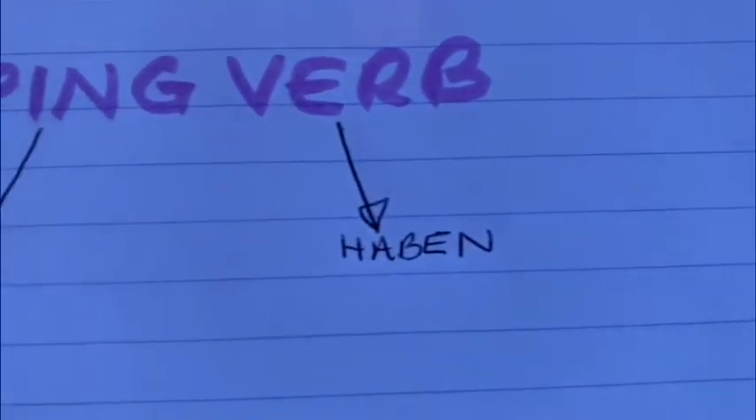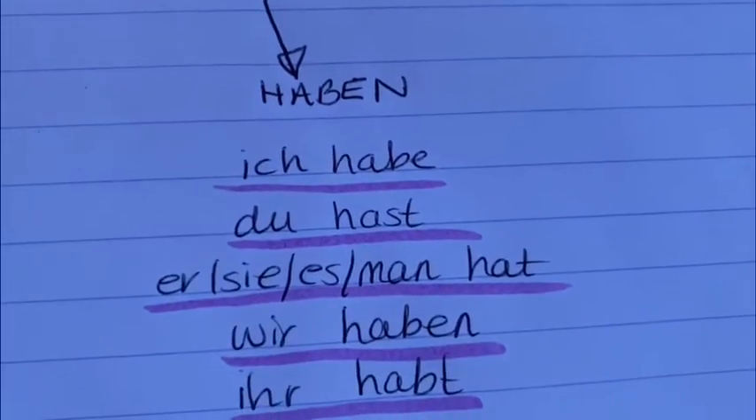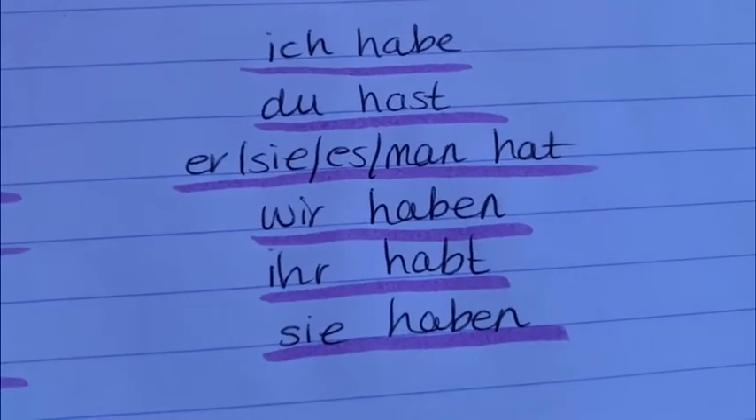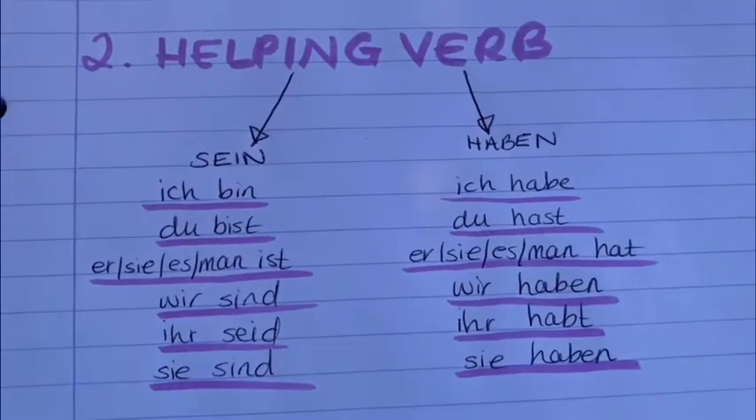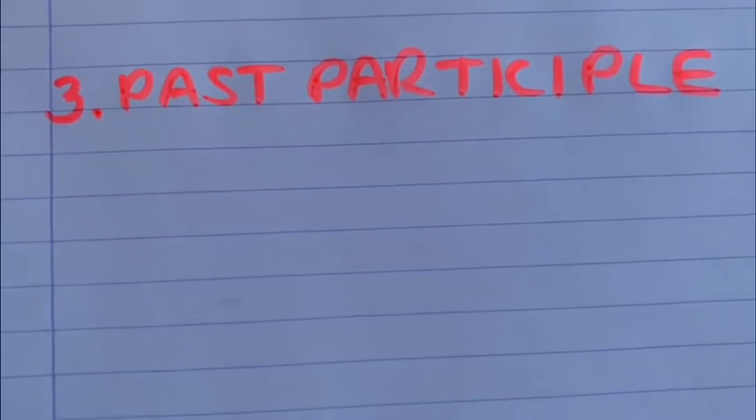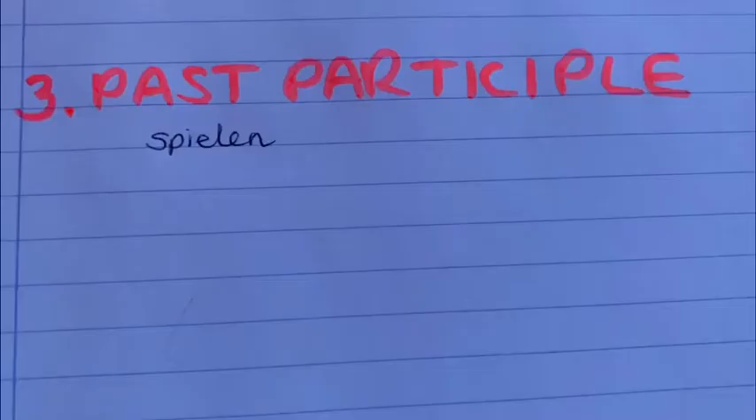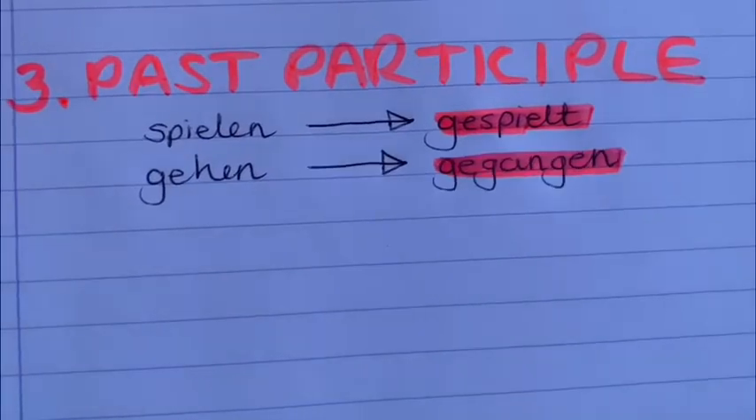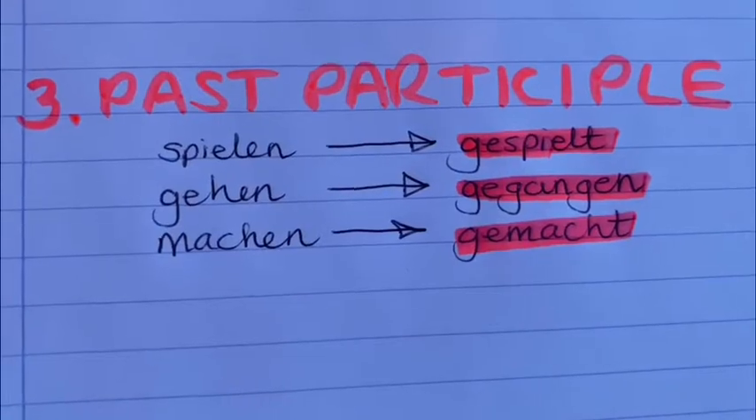Use haben for everything else, and that goes ich habe, du hast, er, sie, es, man hat, wir haben, ihr habt, sie haben. Okay, so there are all your possibilities for your helping verb. And then part 3, finally, you need your past participle, which is usually your g word. Spielen, gespielt. Gehen, gegangen. Machen, gemacht.